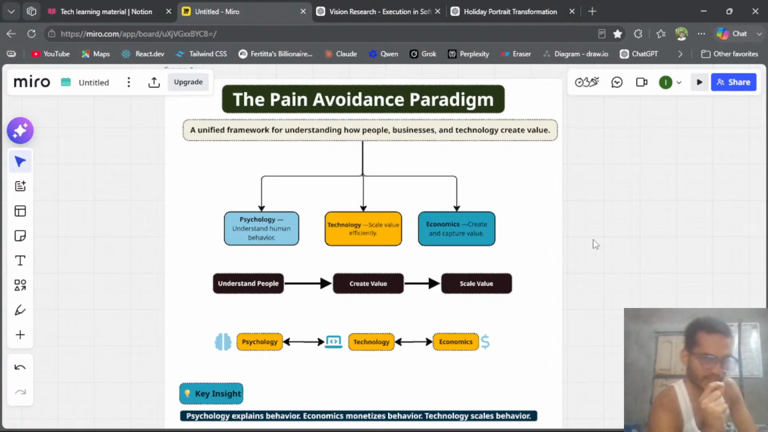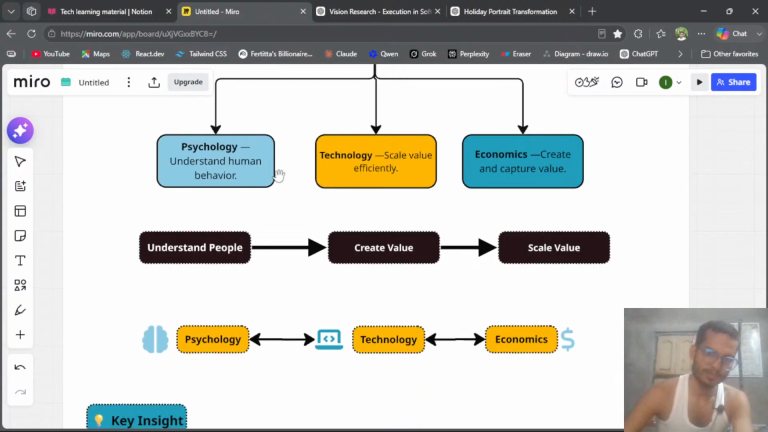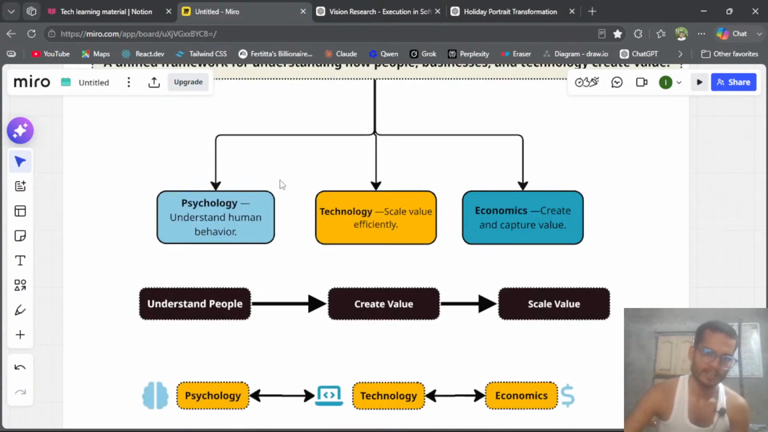We have three concepts, or three pillars, or three components in this paradigm: psychology, technology, and economics. Our ultimate goal focuses on technology, because as builders, we need to understand this part. But in essence, we can understand this paradigm in a very simple way. Psychology says human behavior, economics monetizes that behavior, and technology scales that behavior.